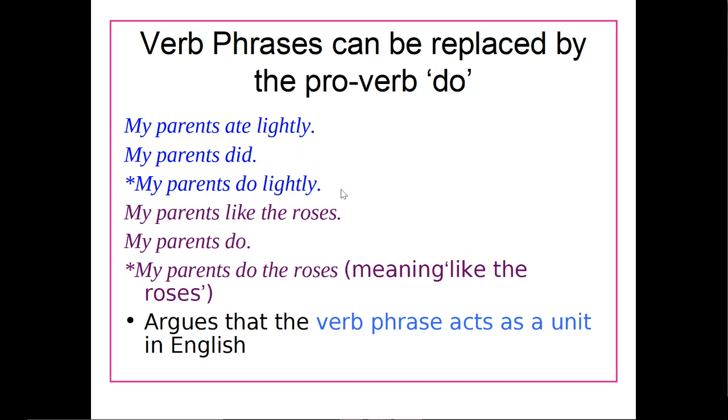"My parents do lightly" sounds a bit weird, which suggests that "ate lightly" is the whole unit rather than just "ate." We can say "my parents like the roses," or "my parents do," but "my parents do the roses" is going to be a bit off. So this is, again, suggesting that verb phrases actually act as a unit in English.